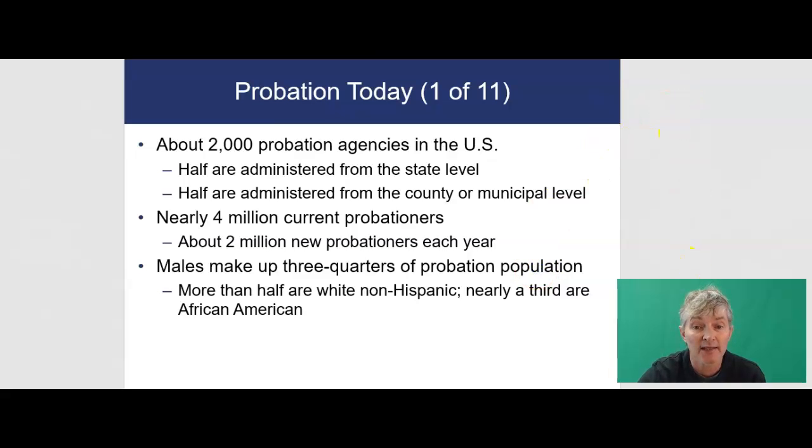What's probation look like today? Well, about 2,000 probation agencies exist in the United States. Half are administrated by the state, half are administrated by county or municipals. Nearly 4 million are currently on probation. About 2 million become probationers each year. Males make up about 3/4 of probation populations, and more than half are white, non-Hispanic, and nearly 1/3 are African American.